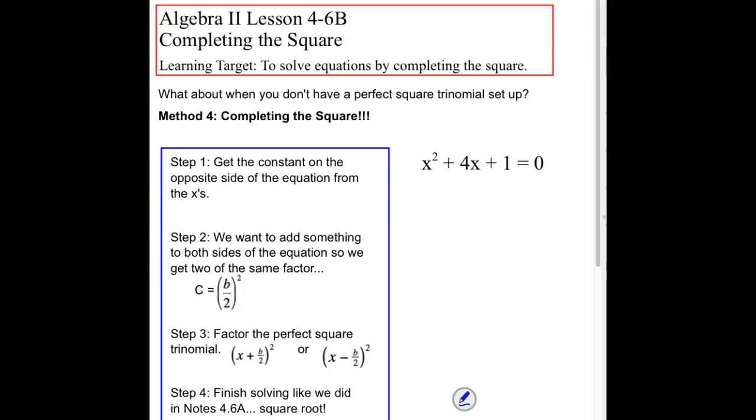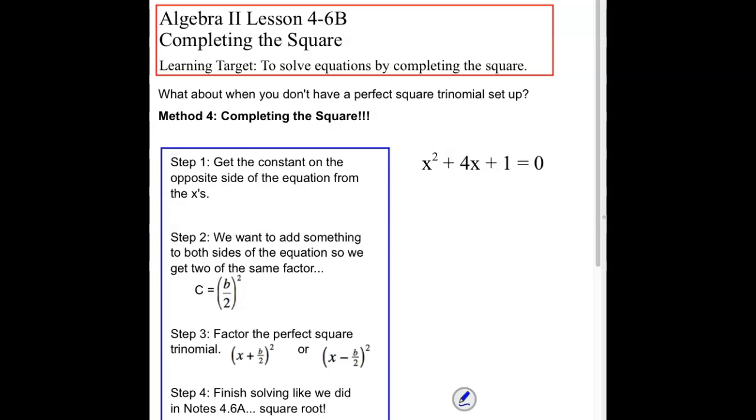All right, we are going to finish up section 4.6 today. Our focus is on this new topic called completing the square, and it's another technique we can use to solve quadratic equations. So this is our fourth method. This is what we can use if we don't have a perfect square trinomial.